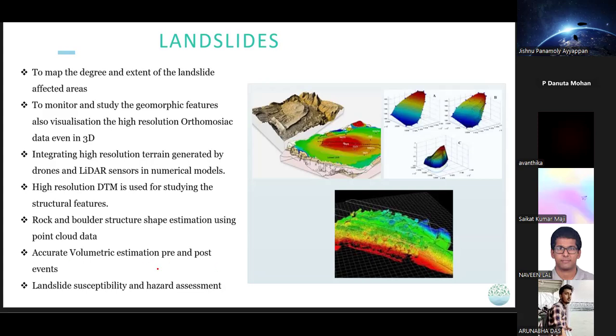So suppose there is an area that is prone to landslides, you can go and take a high resolution DTM pre-event, and then after the event has occurred, you can again go and survey. And if you do the differencing of both the DTMs, you can estimate the amount of volume that has come out of those areas. Okay, and also you can generate very detailed high resolution landslide susceptibility and hazard maps.